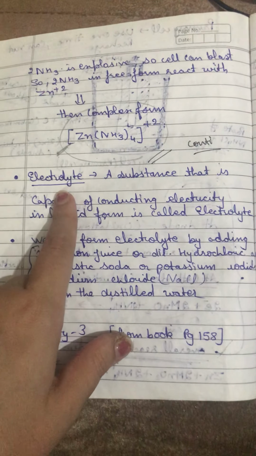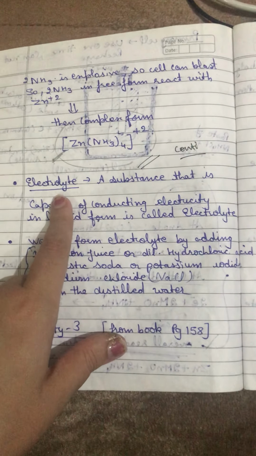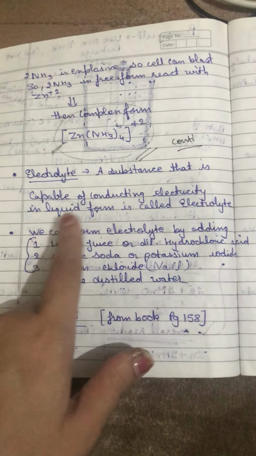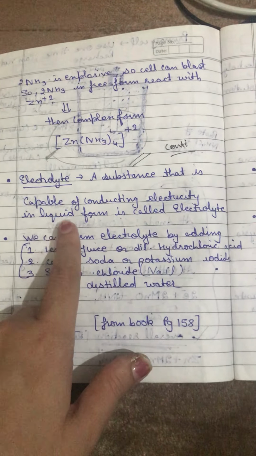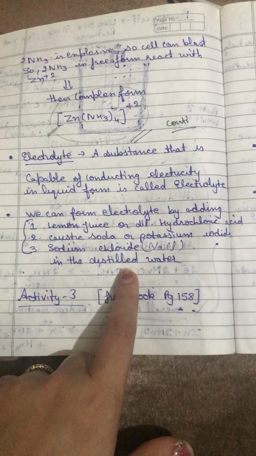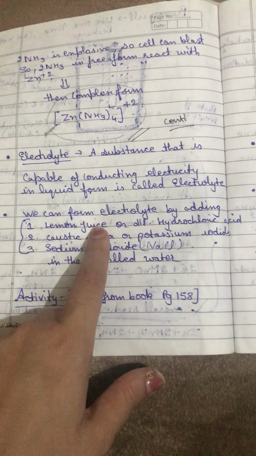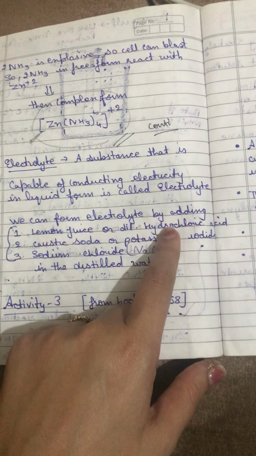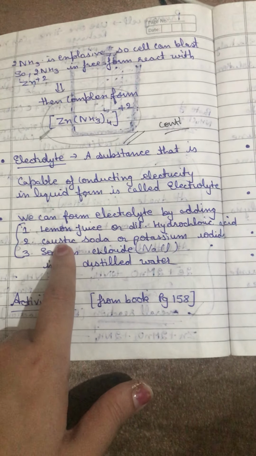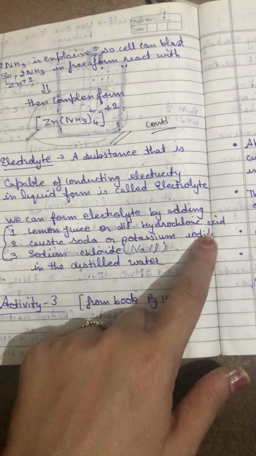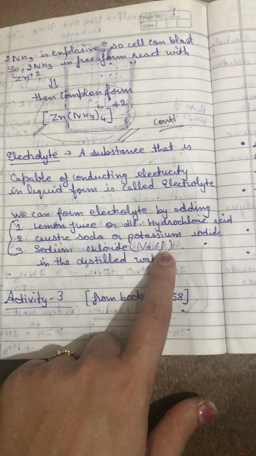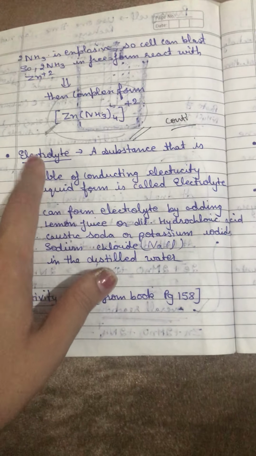Now, our today's topic from the chapter Chemical Effect of Electric Current is electrolyte. What is an electrolyte? A substance that is capable of conducting electricity in liquid form is an electrolyte. We can make distilled water an electrolyte by adding lemon juice, or dilute hydrochloric acid, or we can add caustic soda, or potassium iodide. We can also add sodium chloride, or common salt, in distilled water to make it an electrolyte.